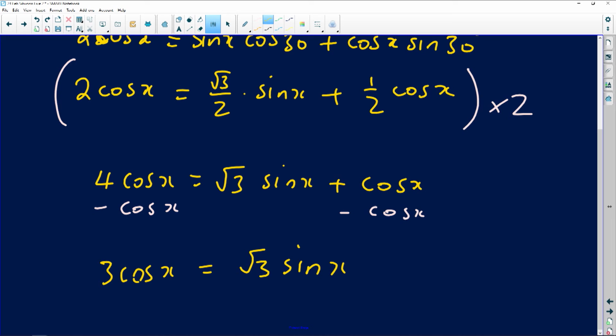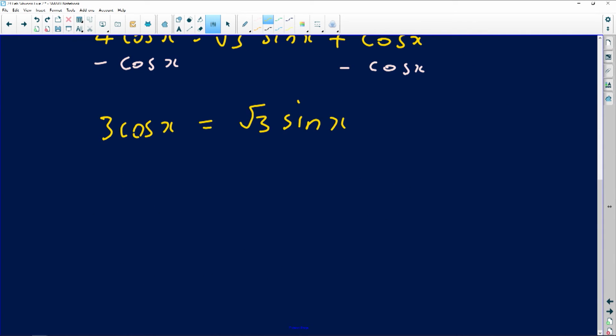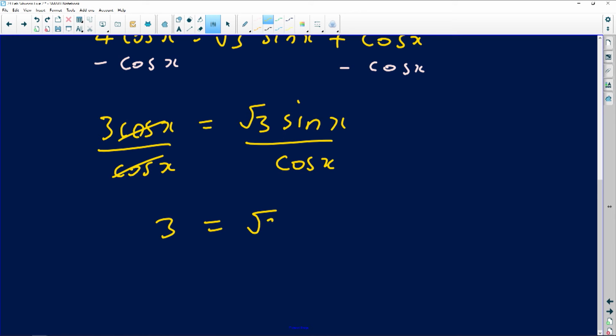Right. Now, this looks like something that we can simplify, because if you've got different ratios that have the same angle, we can use the tan identity. So I'm going to divide this by the cosine of x and divide this side by the cosine of x. That cosine is gone. You're left with 3 equals the square root of 3 sine of x over cos of x, which is just simply tan of x. So this means the tan of x is 3 divided by the square root of 3.